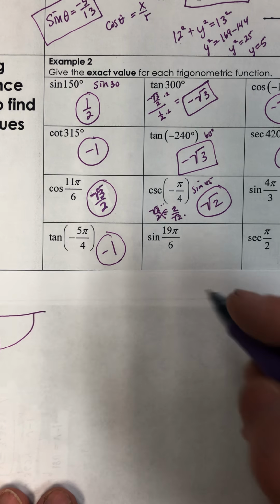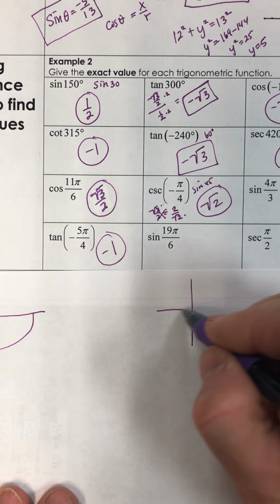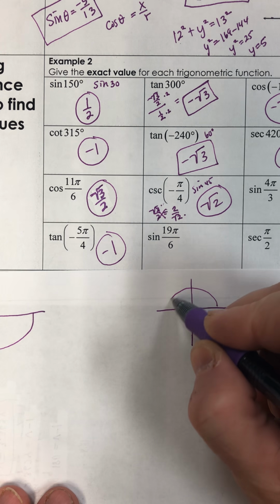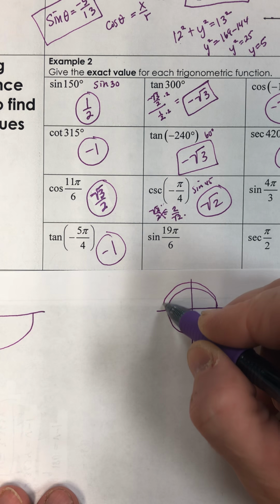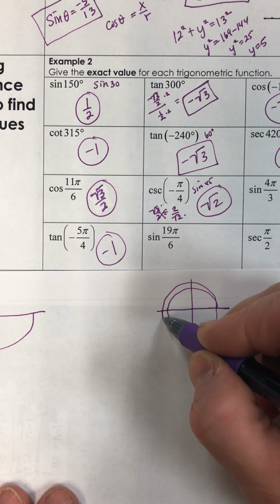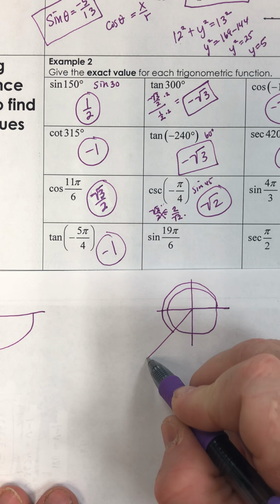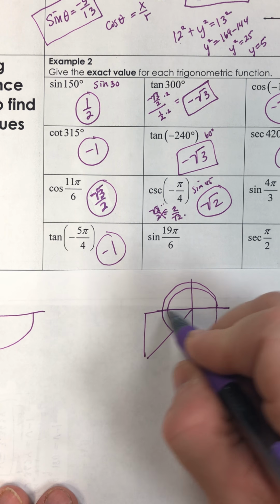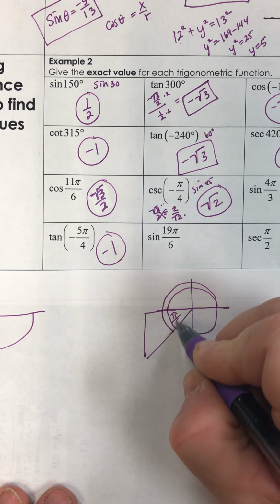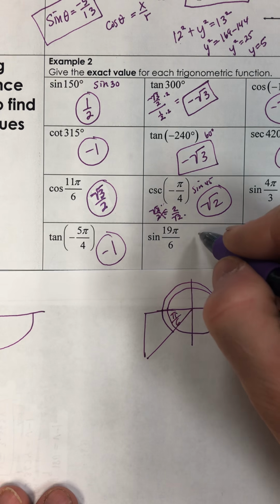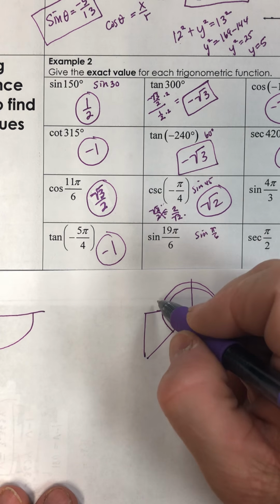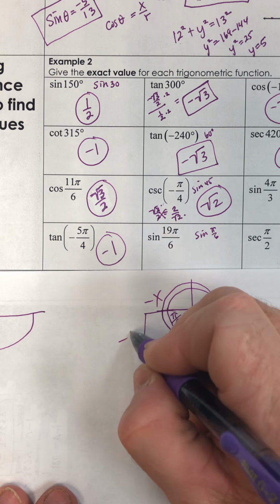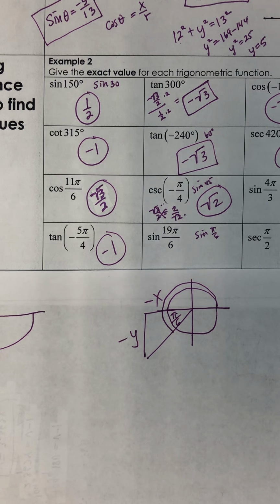19 pi over 6. Let's see what quadrant we're going to be in. 6 over 6, 12 over 6, 18 over 6, and one more 6 will be 19. So that is just pi over 6. So it's just going to be sine of pi over 6 with adjusted x and y values. So negative for x and negative for y. We're in the third quadrant.